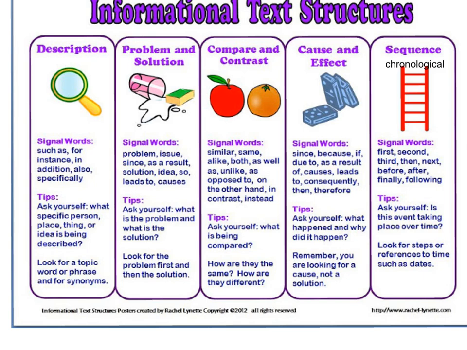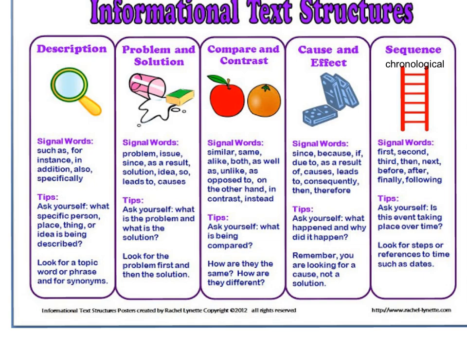Okay? So here are some signal words to look for to see if something is written in the sequence chronological text structure. The words first, second, third, then, next, before, after, finally, and following. Those are just a few of the signal words to help you know that the text structure is sequence chronological.